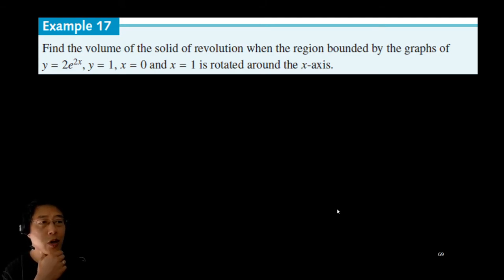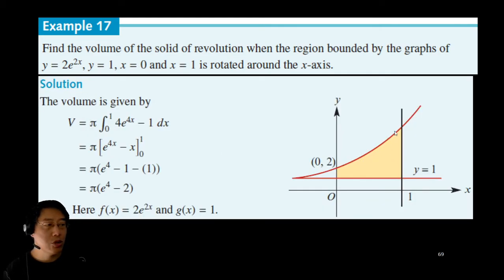The first one, you have two curves. You have y equals 2e^(2x) and y equals 1. It's going to be from x equals 0 to x equals 1. So you can see those two curves. That's my f and that's my g. My f is 2e^(2x) and my g is y equals 1, or g of x equals 1. You apply the formulas.